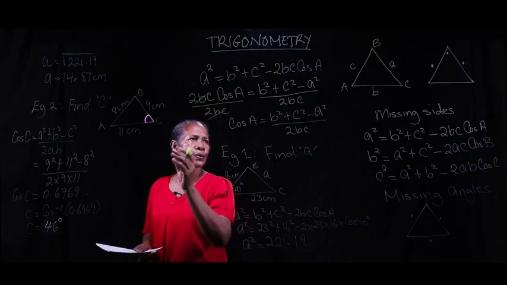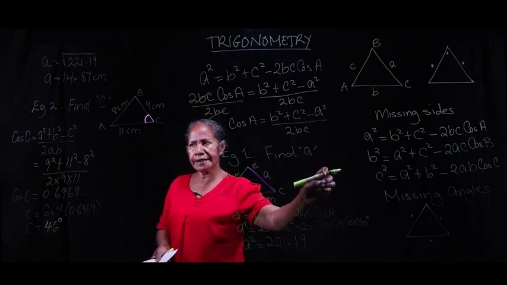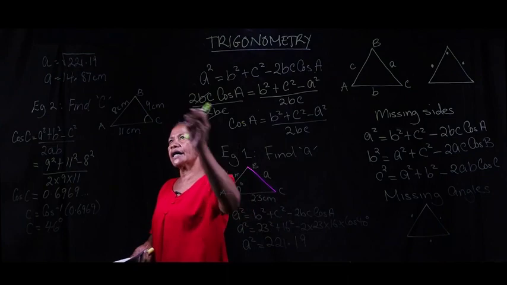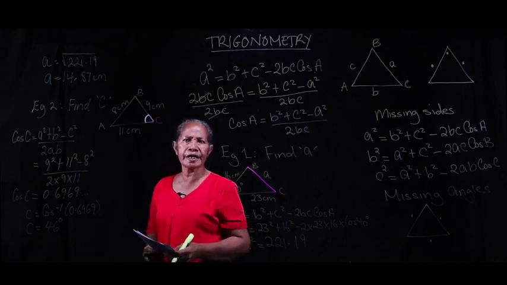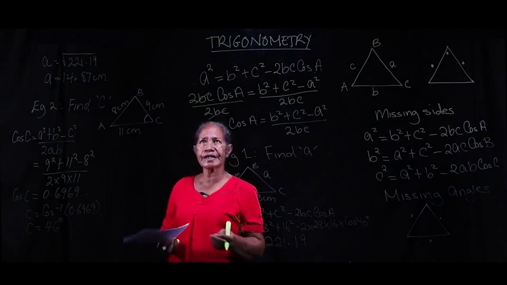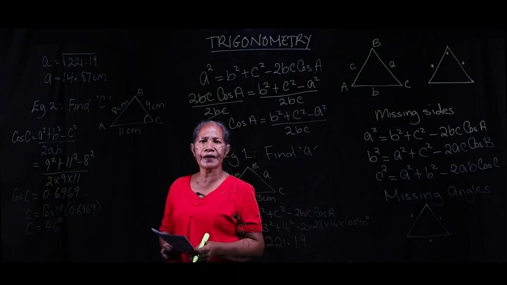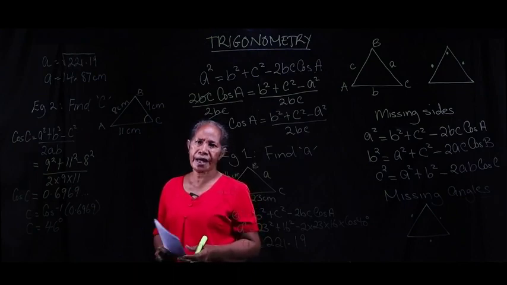So we have now used the cosine rule to find a missing side, and we transformed the formula to find a missing angle. And that brings us to the end of our lesson. Our next lesson will be using the sine rule to find the area of a non-right angle triangle.